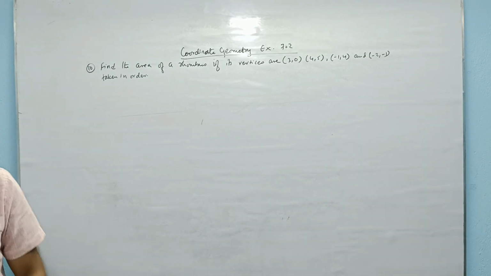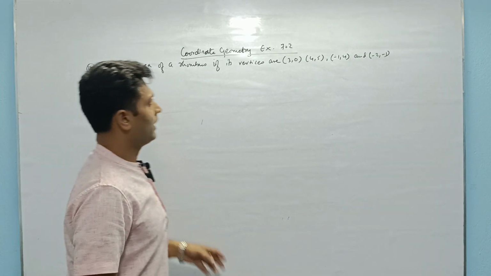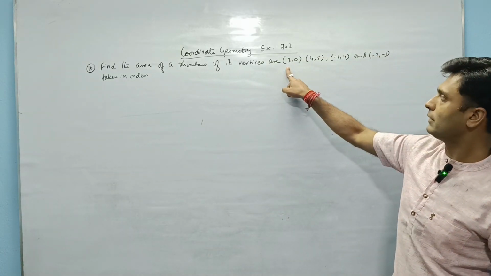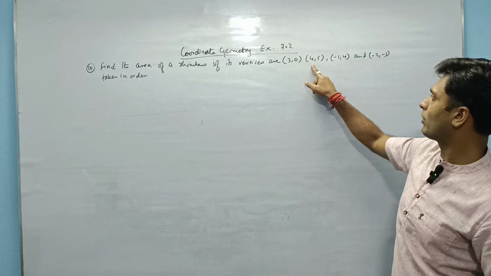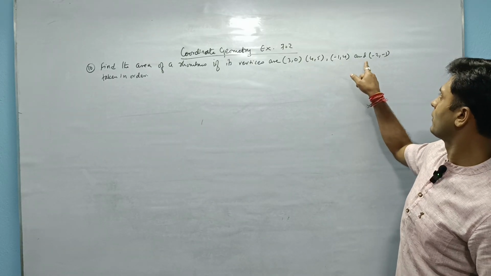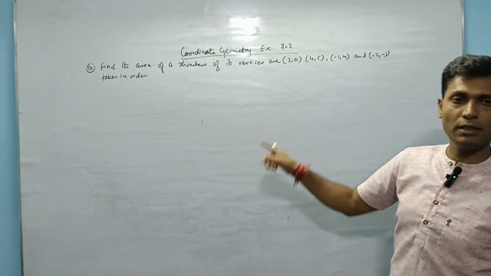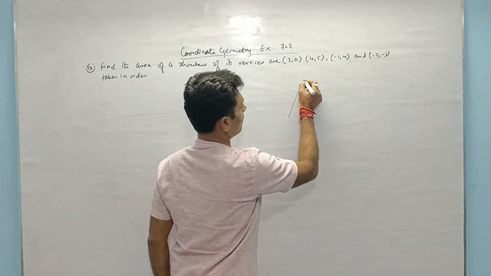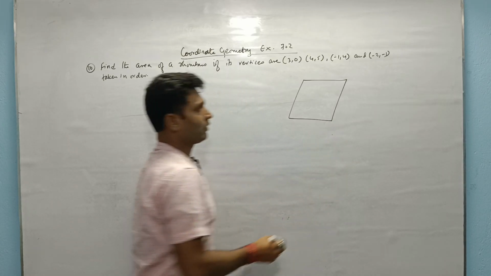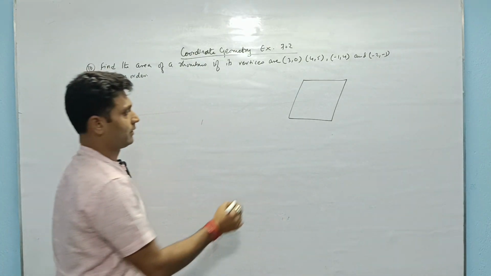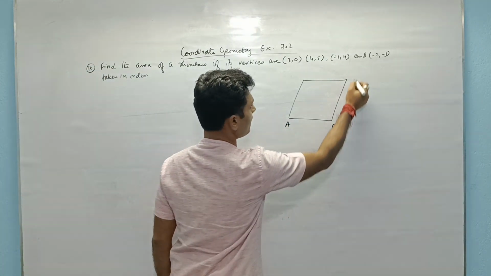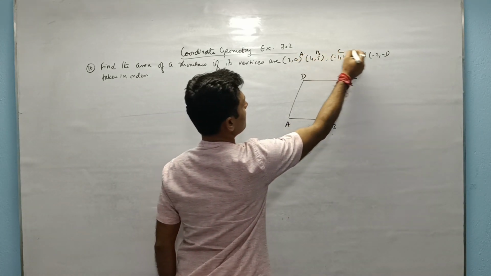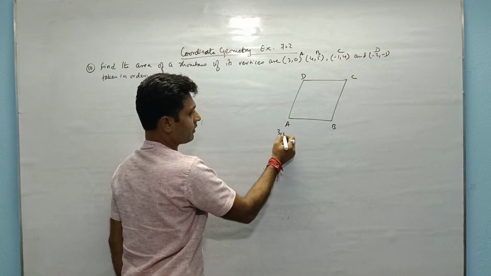See the last question. The area of rhombus. We have to find the area of the rhombus if the vertices are 3, 0, 4, 5, minus 1, 4 and minus 2, minus 1 taken in order. So rhombus is a parallelogram whose all the sides are equal. We'll mark it as A, B, C, D.